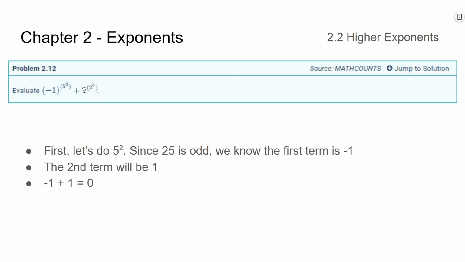The second one here is going to be 1 to the 25th. So 1 multiplied out 25 times is still going to just be 1. So it's going to be negative 1 plus 1, and that's just negation. That's going to give us 0.